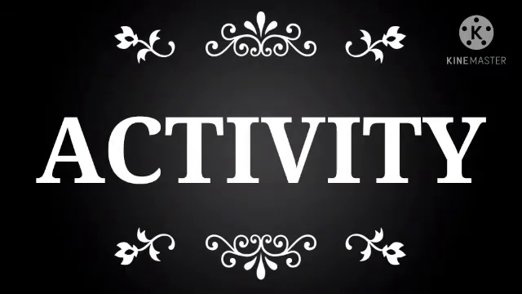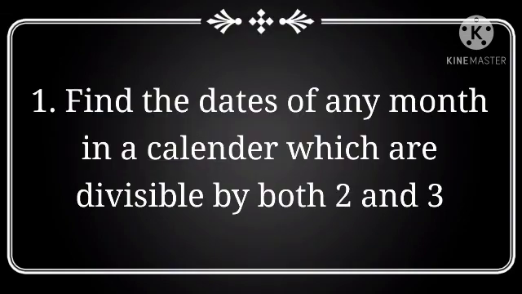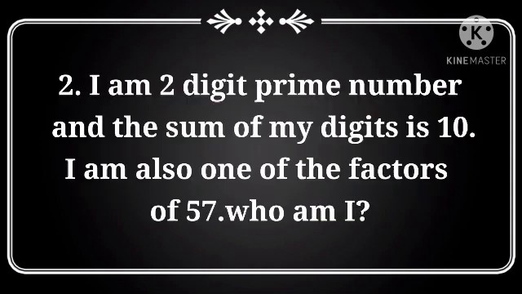Let's see today's activity. First one, find the dates of any month in a calendar which are divisible by both 2 and 3. Second one, I am a 2-digit prime number and the sum of my digits is 10. I am also one of the factors of 57. Who am I?